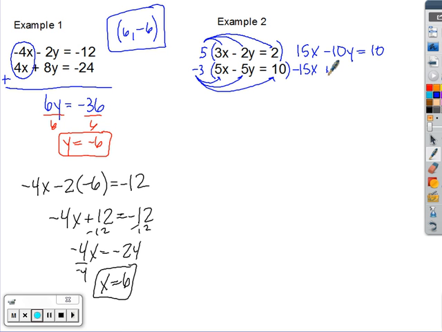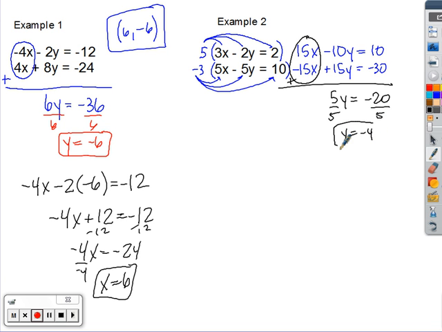Continue to distribute that 3 everywhere in that second equation. Now when we add the equations together, we get the action that we wanted, which is these two opposites make a giant 0. Add the rest of these together, I get 5y equaling negative 20. I solve for y and get negative 4. Okay. Don't forget that that's only the first half of it. It's the harder half, but it's only the first half.